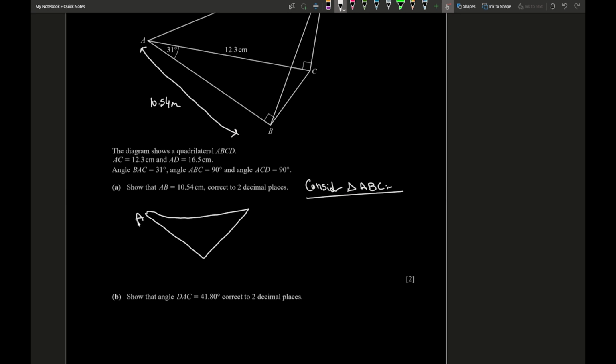Okay, we have A, B and C. Angle ABC is 90 degrees. Angle BAC is 31 degrees. This is not drawn straight at all. We're given that the side length AC is 12.3 centimeters.